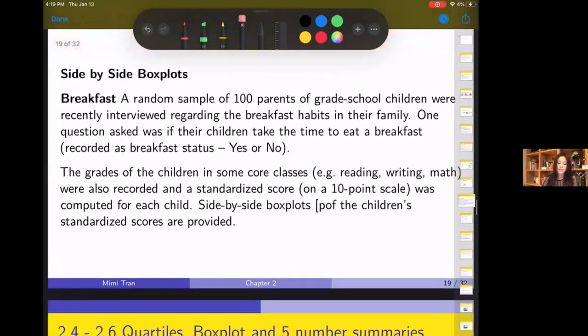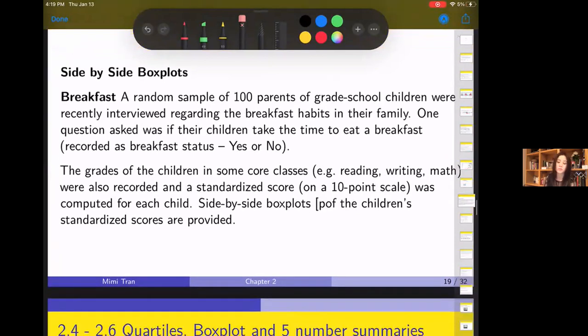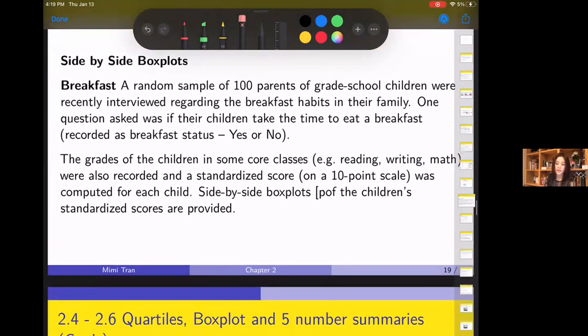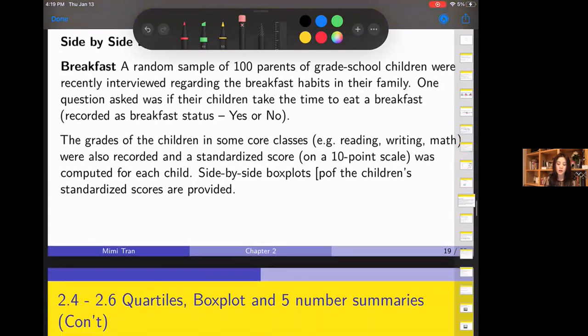Now the side-by-side box plots, that's just single box plots. Now I have a single box plot, now I have two or more, right? I have multiple box plots. Here's the example: a random sample of 100 parents of grade school children were recently interviewed regarding the breakfast habit in the family. One question asked was if their children take the time to eat breakfast. If the children eat breakfast, then yes, and if they don't, then no. So we have two groups of people here: children who eat breakfast and children who don't eat breakfast.